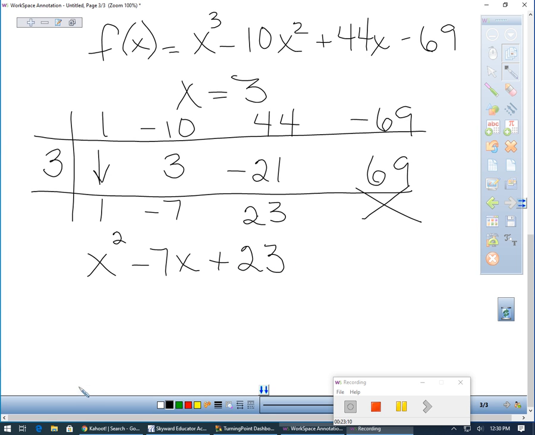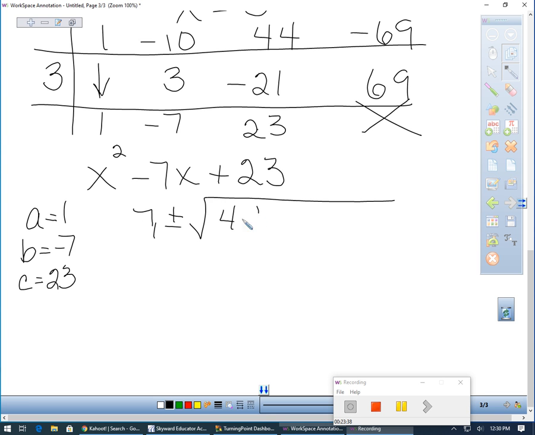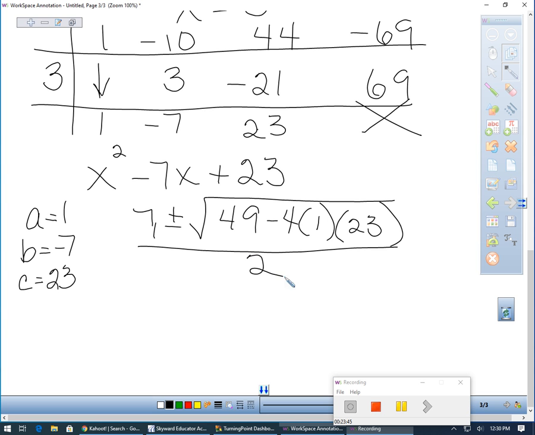Does this factor? Are there factors of 23 that will give us negative 7? I don't think so either. So guess what? We have to solve it by the quadratic formula. That's right. So remember, your A is 1, B is negative 7, and C is 23. So we have negative B, so positive 7, plus and minus the square root of B squared minus 4 times A times C, all over 2A.